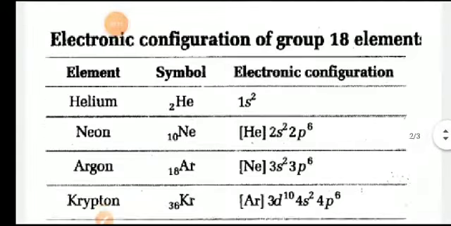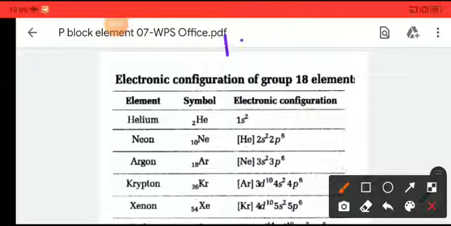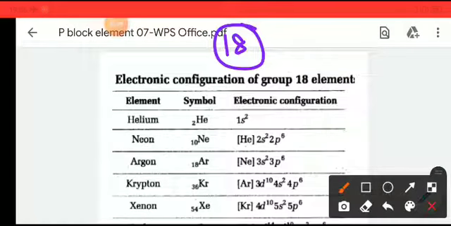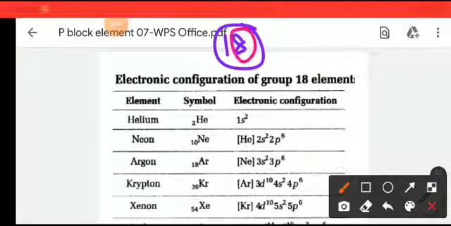Today in this class we will be starting group number 18. Group number 18 is also called the inert gases group or noble gases group. This is the group where the noble gases or inert gases belong. What is the last digit of 18? Group number 18, that is 8.